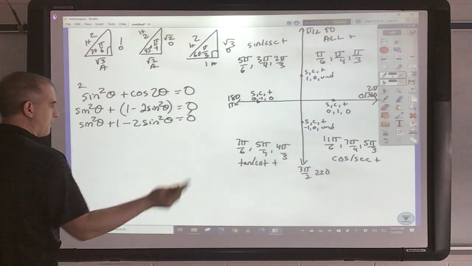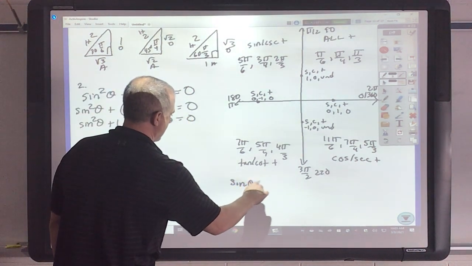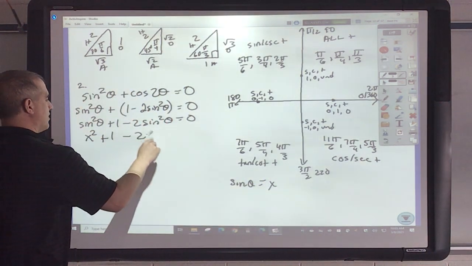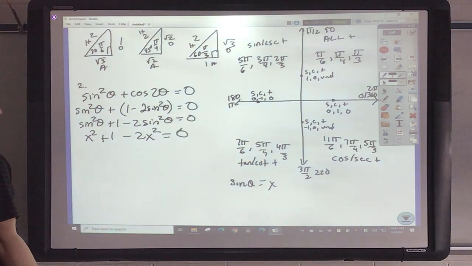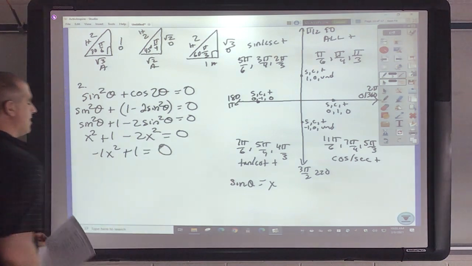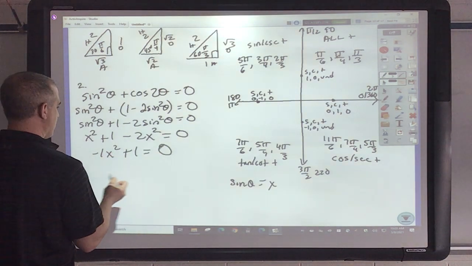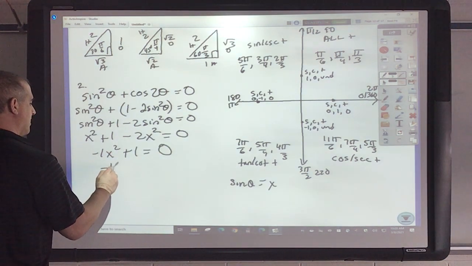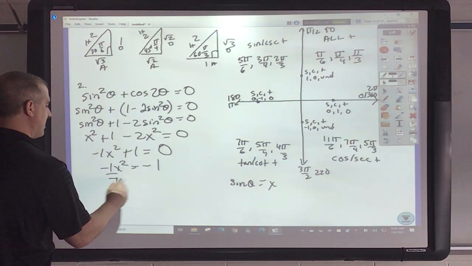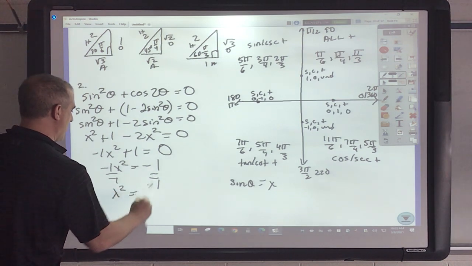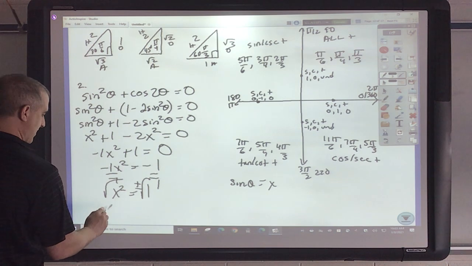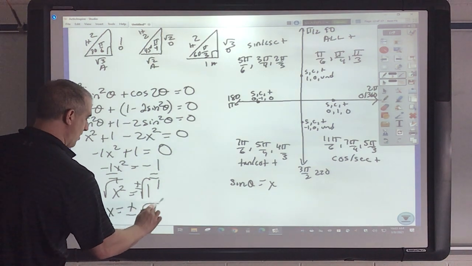If you want to substitute for sine, you can. Sine of theta equaling x. So it'd be x squared plus 1 minus 2x squared equaling 0. So this would be negative 1x squared plus 1 equaling 0. If I solve here, I got negative 1x squared equals negative 1. I would divide by negative 1, so I got x squared equaling 1. And then I would solve square root plus and minus. So I would have x equaling plus and minus square root of 1.